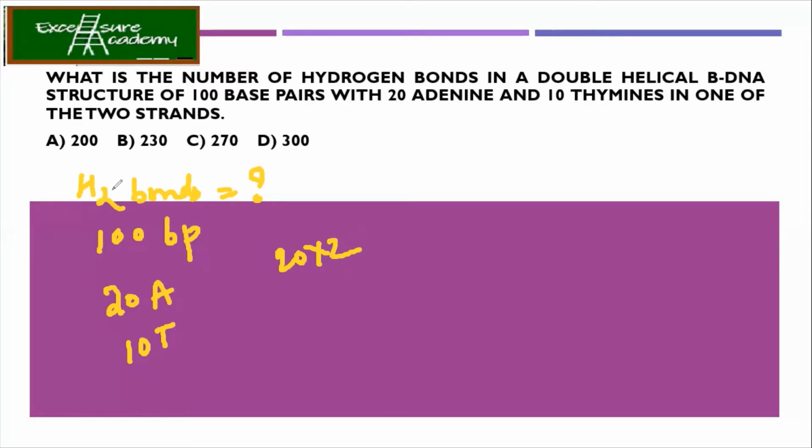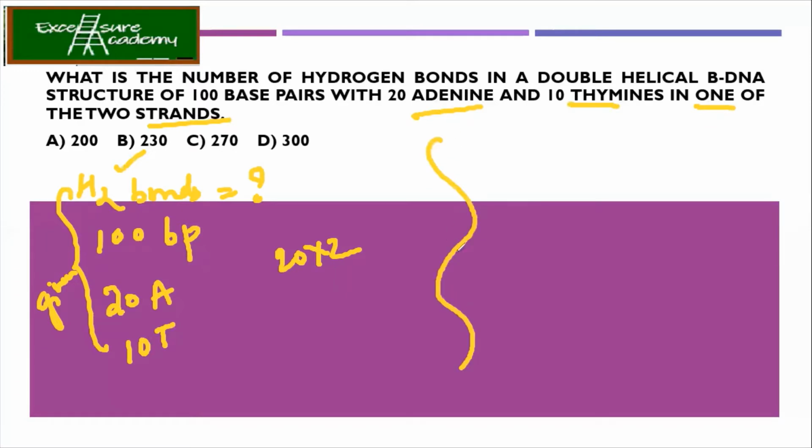So these are the given items, right? This is being asked, this is given in the question, correct? Now, the question says 20 adenine, 10 thymines in one of the two strands. So if this is my DNA, suppose this strand is having 20 adenine and 10 thymine. Now tell me how to do the other strand.